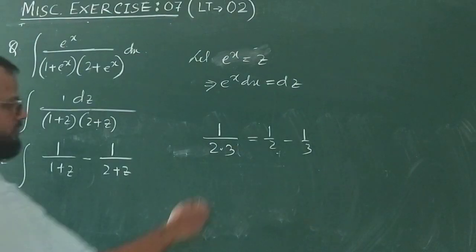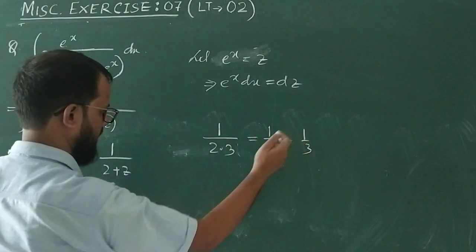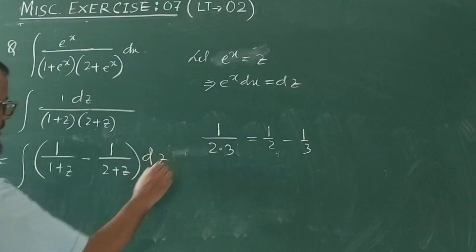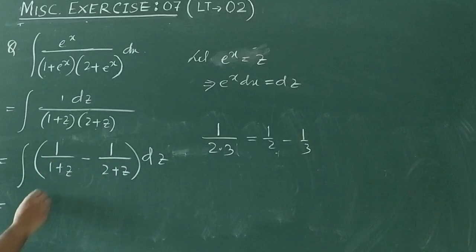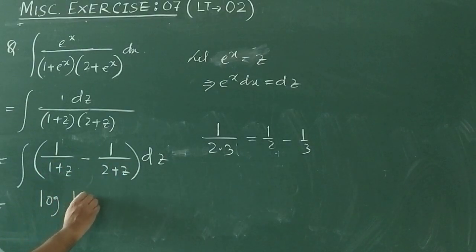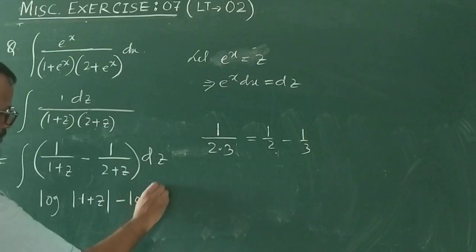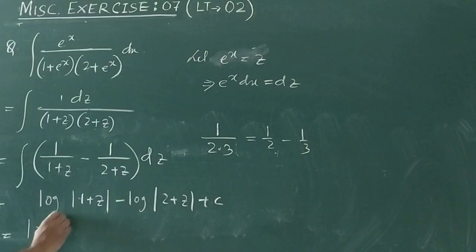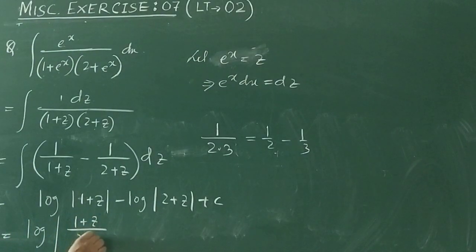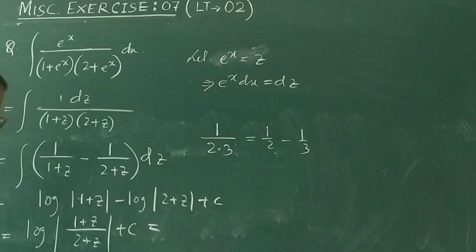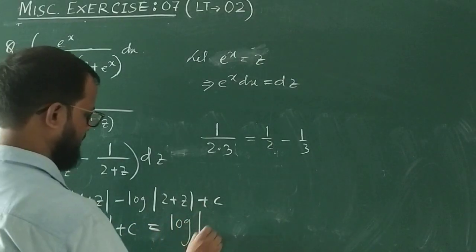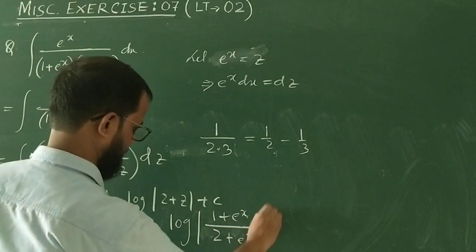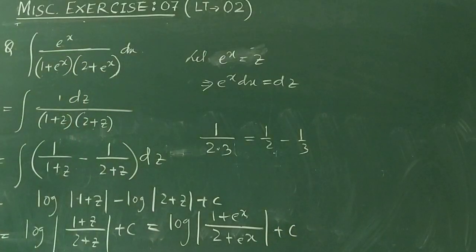So how do you read it? 1 by the smaller number minus 1 by the greater number. Of the two, start with the smaller one. This is equal to the integral of dz, and finally if you integrate you will get log modulus of 1 plus z minus log modulus of 2 plus z plus c, and finally the answer is log of (1 plus z) by (2 plus z) plus c, which after replacing z is log of (1 plus e to the power x) by (2 plus e to the power x) plus c. You can write this. Okay, this is the final answer.